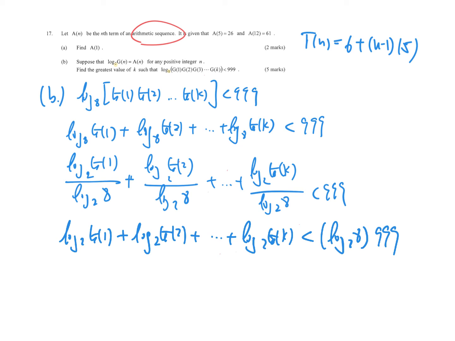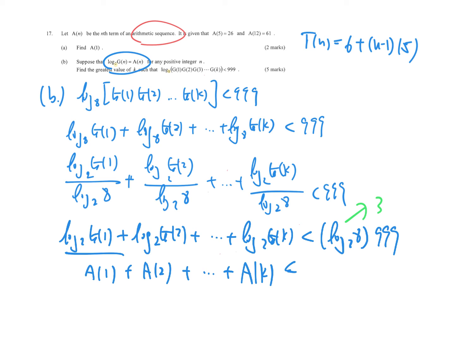For this, we can see that this one really equals a1, because log g1 with base 2 is just like this. So we can call this a1, this a2, this a_k. And then as mentioned before, this is equal to 3. So it becomes 3 times 999, which is 2997. So a_n is an arithmetic sequence.